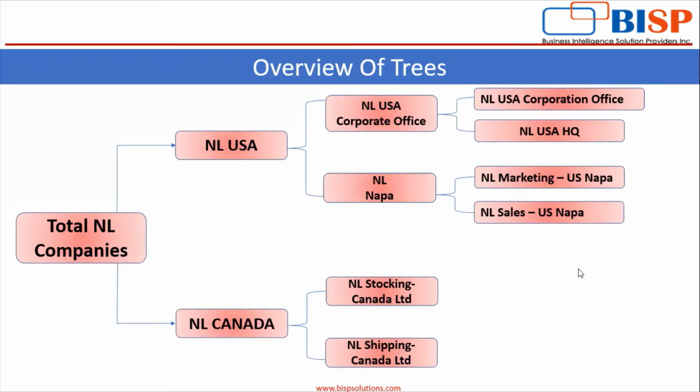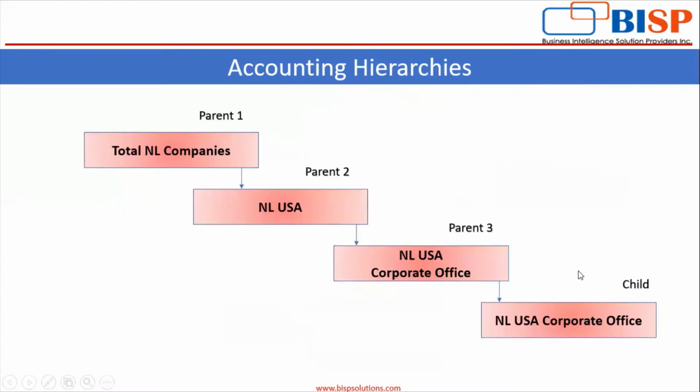In the next picture, you can see how accounting hierarchy works. Total NL companies is the parent one, under which NL USA is there, that is parent 2. Under NL USA, there is NL USA Corporate Office. This is parent 3, under which there is NL USA Corporation Office. This is the child. This is the hierarchy.